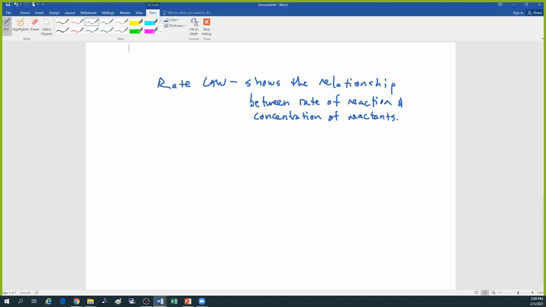Now we already know a general idea that as the concentration increases, the rate of the reaction also increases. But this is a lot more specific than that. We're going to look for an actual mathematical function that relates the two depending on the reaction system. So there are some basics that we have to understand about this. There's a general form that this will take on.